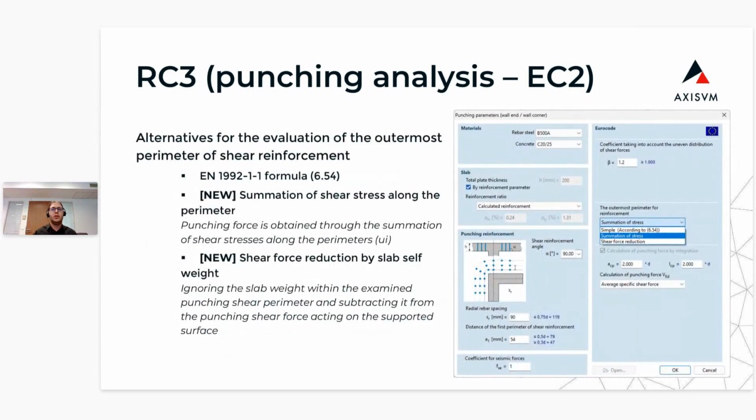So to handle these kinds of situations, we have introduced two new methods. As the geometric properties are given, an alternative option based on 6.4.5 of Eurocode is to decrease the punching shear moving away from the supported area. The first method allows for a direct summation of shear stress along the perimeter. The second method takes into account the slab self-weight within the examined punching perimeter, reducing the calculated shear force accordingly.